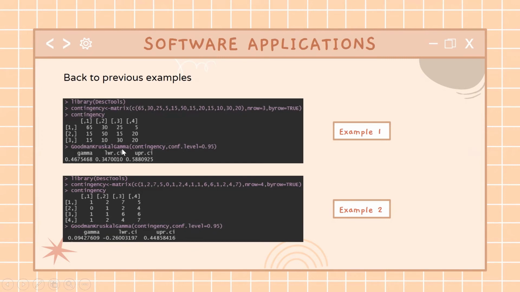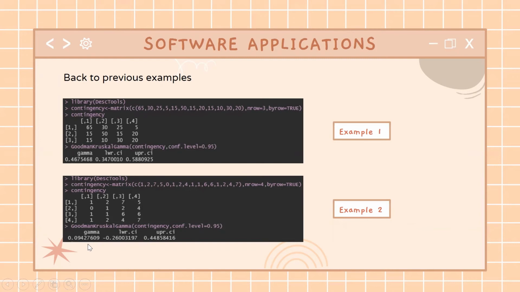Kaya sa next naman na command, Goodman Kruskal-Gamma, ang first argument ay contingency since it's the name of the matrix, and then confidence level of 0.95 since our alpha is 0.05. And binigyan tayo ni R ng Goodman and Kruskal-Gamma value. Ayan. And ganun din makikita sa example 2, ito yung contingency table and ito yung Goodman and Kruskal-Gamma.